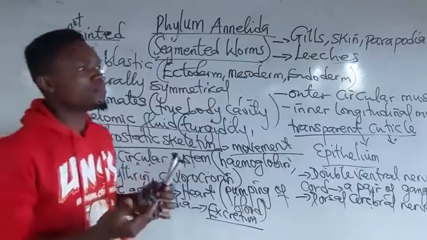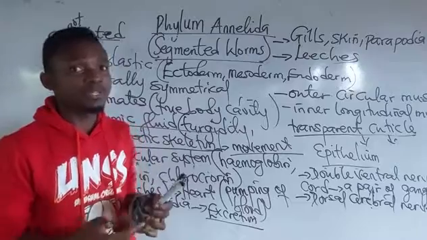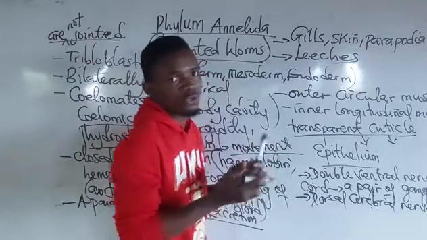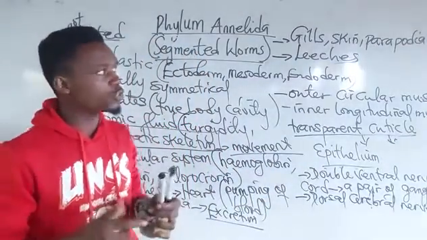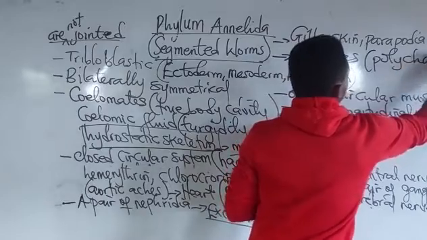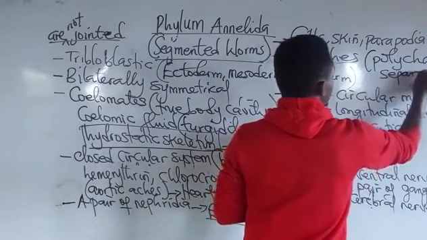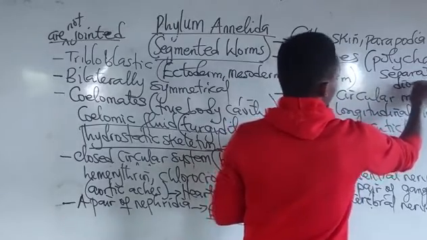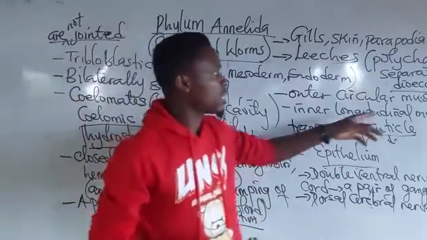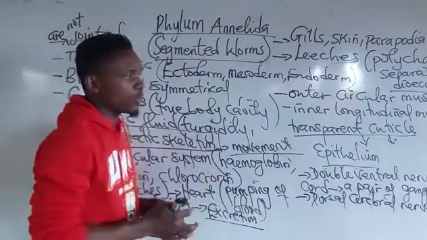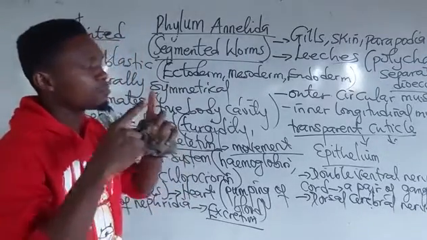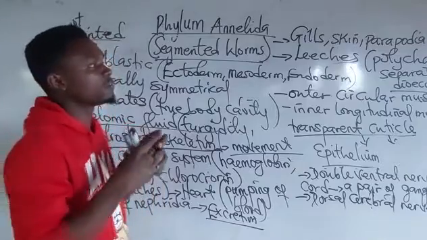Now, these organisms may or may not have separate sexes. Some are dioecious and some are monoecious. For example, the polychaeta have separate sexes, and you say they are dioecious. But the oligochaeta, which include the earthworm Lumbricus terrestris, are hermaphroditic. It means that the male testes and the female ovary are found in the same organism.